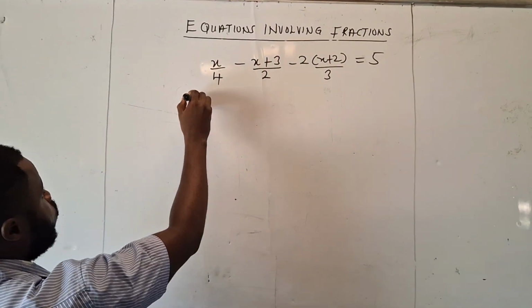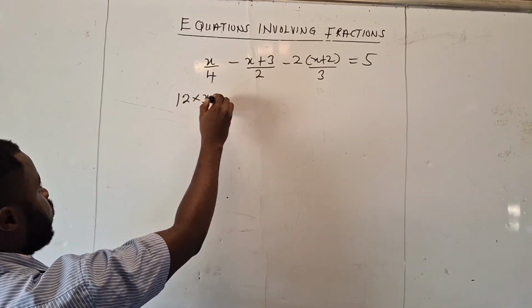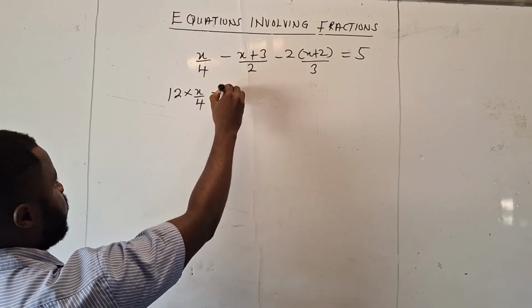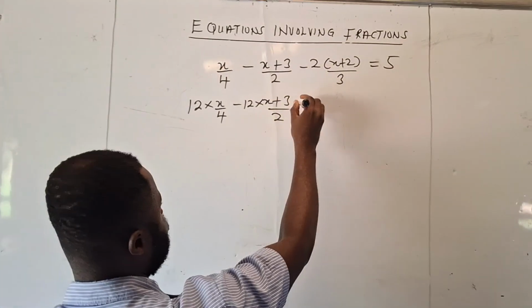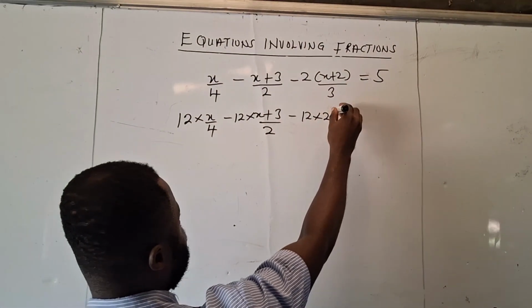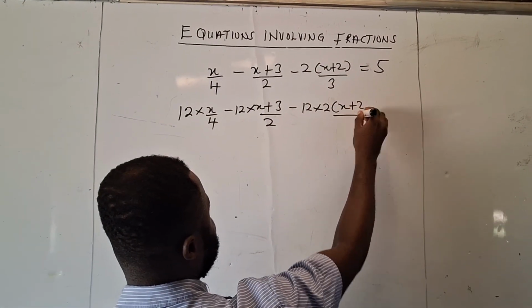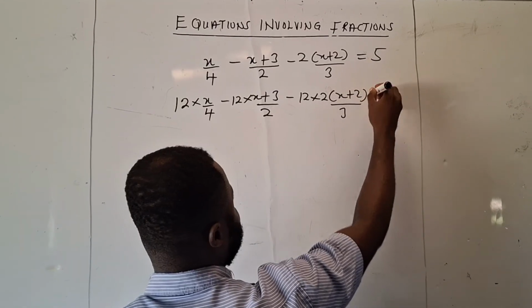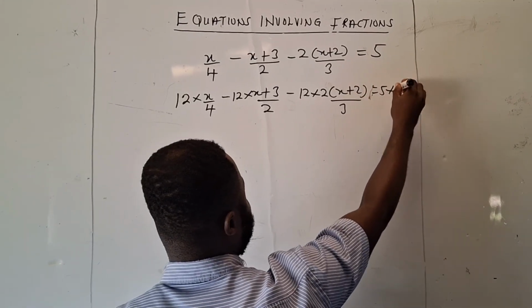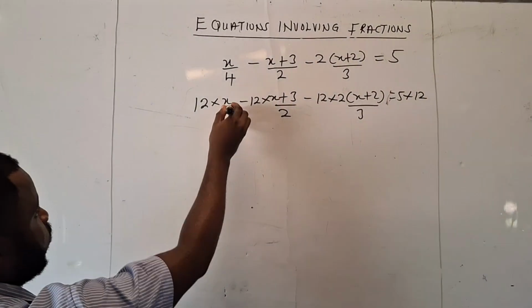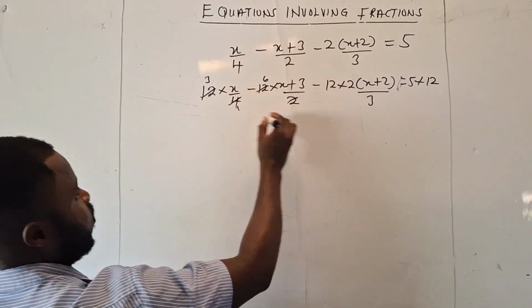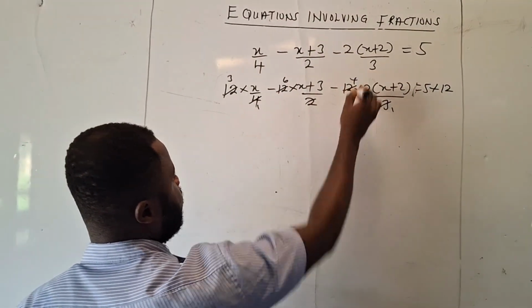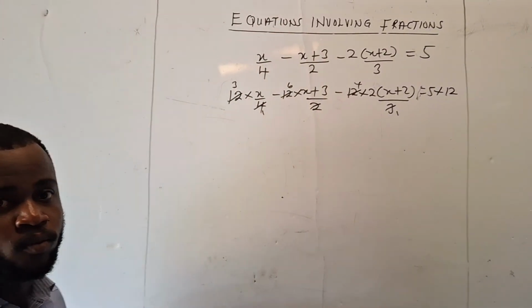So we multiply 2 by 12, x on 4, minus 12 times x plus 3 all on 2 minus 12 times 2x plus 2 all on 3, then is equal to 5 times 12 or 12 times 5. This will divide this 3 times, 2 will also divide this 6, 3 can also divide here 4 times.